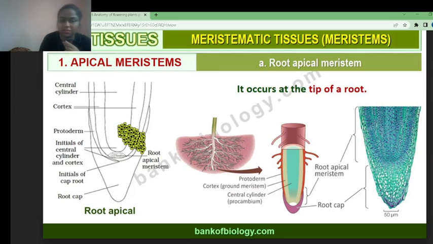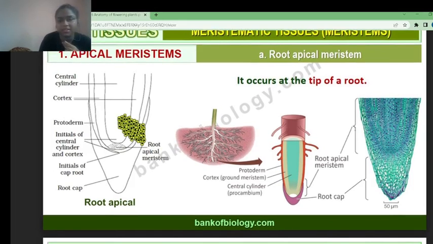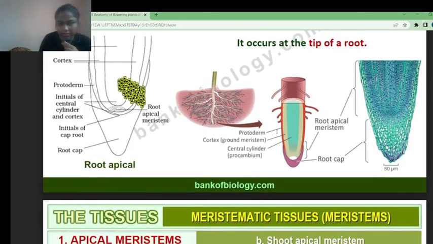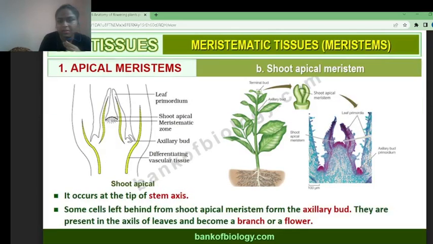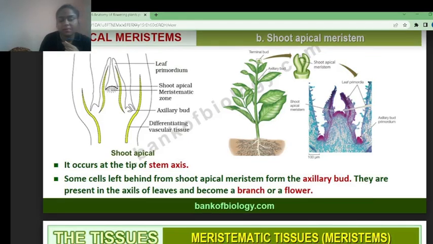Here meristematic tissues are present, which are very helpful in cell division and are very active. Next is apical meristem at the shoot. You can see this is the shoot with the terminal bud. At this shoot position, the shoot apical meristem is present. When you zoom in on this bud, you will see the shoot apical with some meristematic zone. So it occurs at the tip of the stem axis, either at the downward end of the root or the ending or the starting.